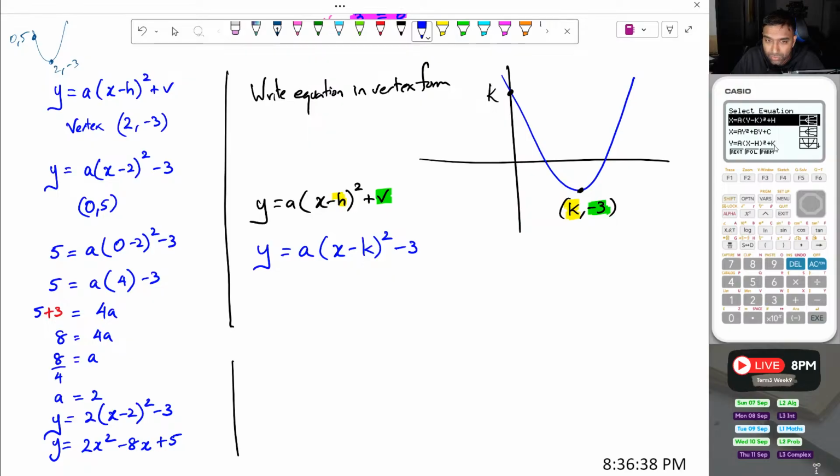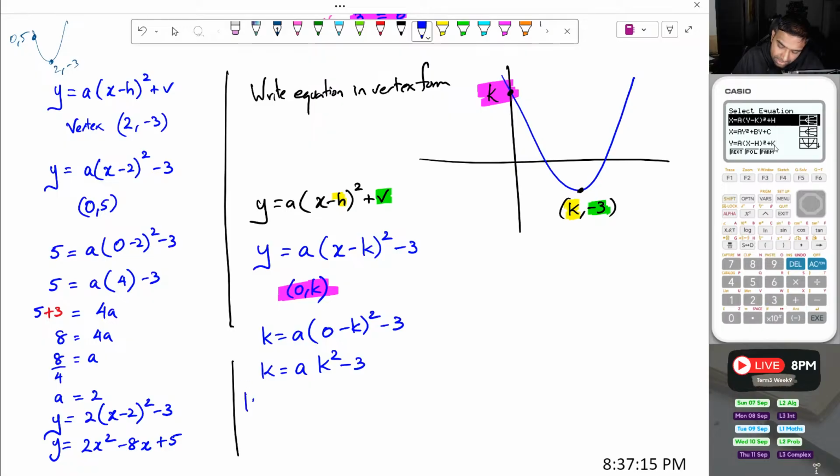So the next thing I could do from here is, that's the starting point. I need to figure out what the a value is. I use this point here, which is this pink point, and the pink point is actually (0, k). So I've got k equals a(0 minus k) squared minus 3. So then k is equal to a. I got 0 minus k is just -k, and -k squared is just k squared, minus 3.